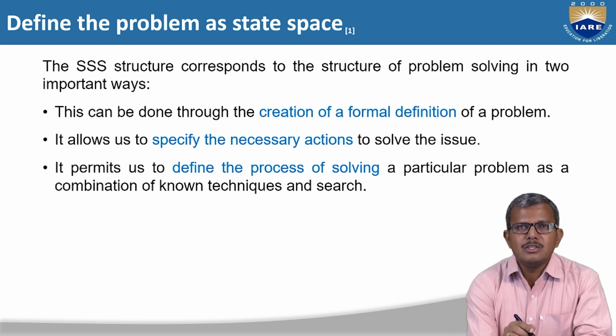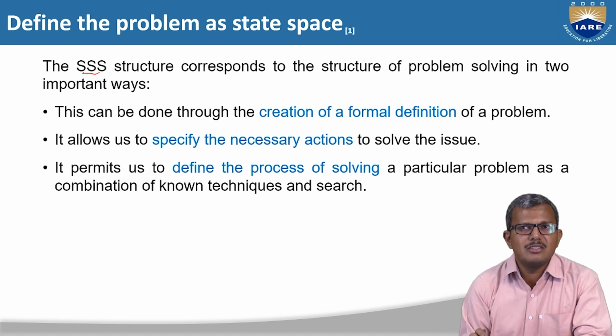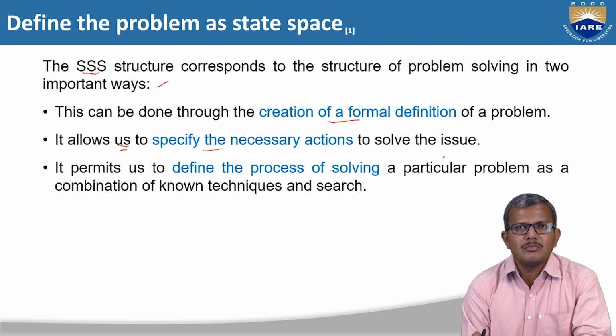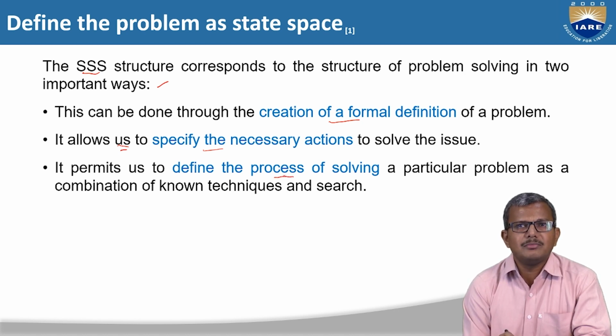So we can say that this triple S is nothing but state space search. State space search is a structure where we represent things in two different ways. One is by creating a formal definition, as we just discussed. Then we need to allow the human to specify the necessary actions to solve the issue. Specifying the necessary actions is nothing but the legal moves, and those legal moves permit us to define the process of solving.